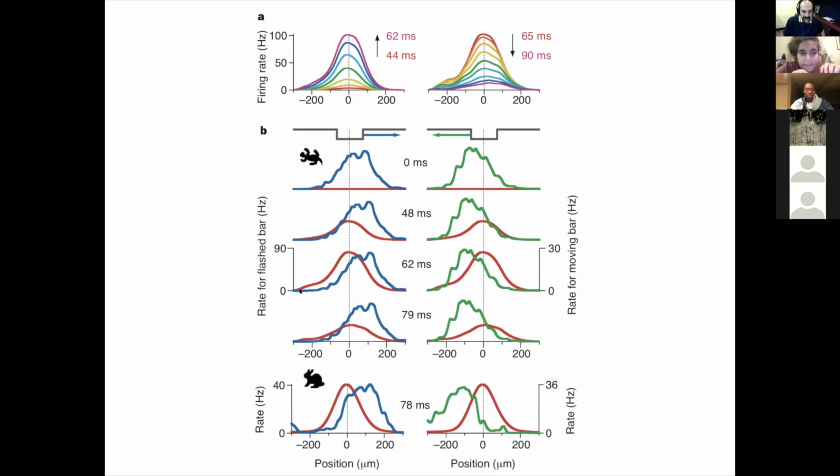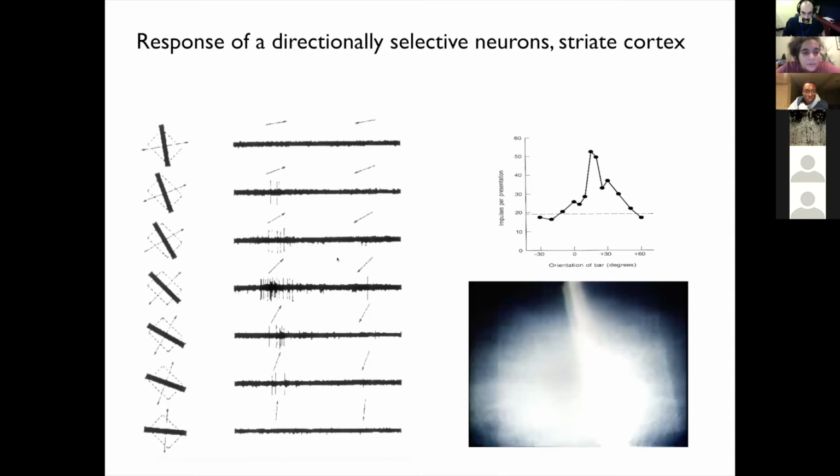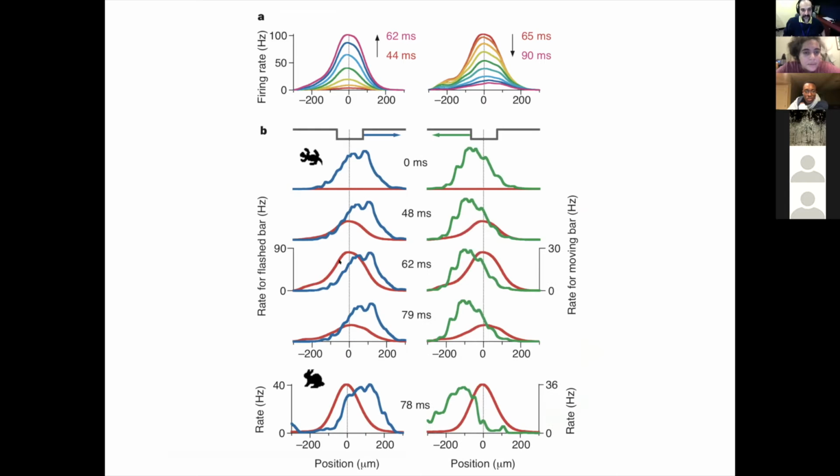Look at this. The red bar is what you described. The red bar is when you flash the bar here. There is no moving stimulus, just a flashing bar. At the center, you get the biggest response. As you go out, the response sort of dies off. So the neuron is wired to those positions. It's just a wide receptive field, actually.